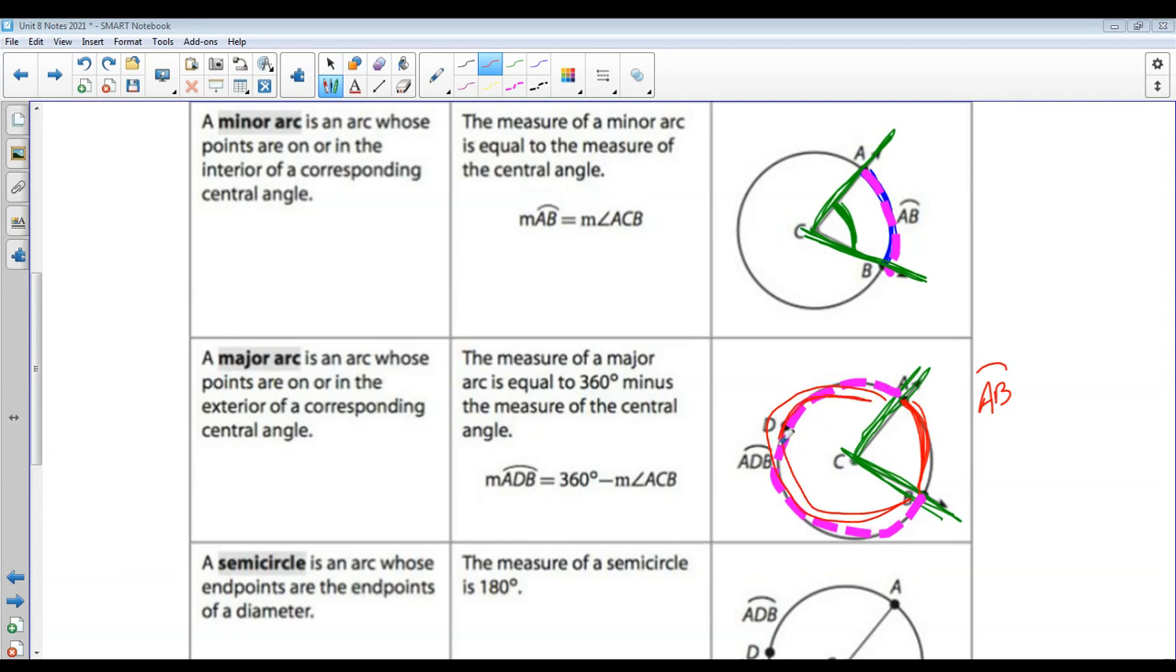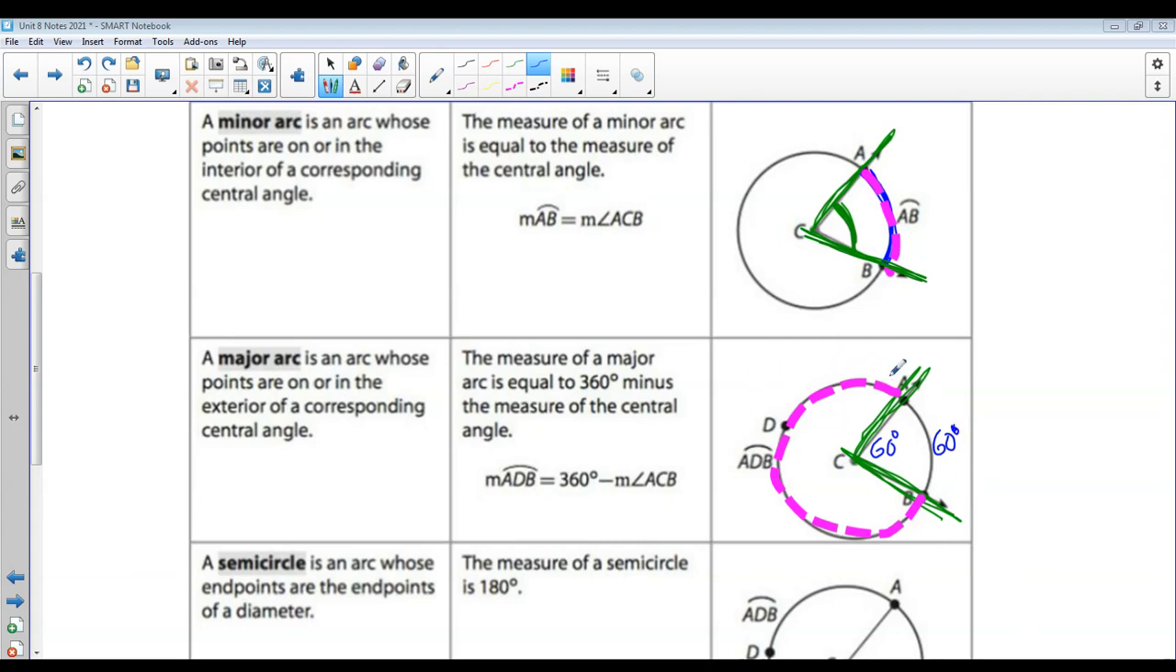So what we do is we throw a third letter in there. For this example I just did, you can see they put that extra point. So the major arc, arc ADB, is the purple dashed line that I just wrote there. So let's say, for example, this is 60 degrees here. That central angle is 60 degrees. That means this arc is also 60 degrees.